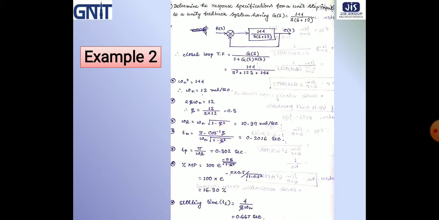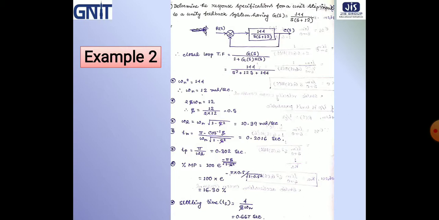Now what will be the value of rise time? The formula for rise time is pi minus cos inverse zeta divided by omega n root under of 1 minus zeta square. Just put the values of zeta and omega n in this formula, then we can find TR, the rise time, is equal to 0.2016 seconds. Now what will be the value of TP, the peak time? Peak time is equal to pi by omega d. Just put in the values of pi and omega d, then we can find the peak time, 0.302 second.